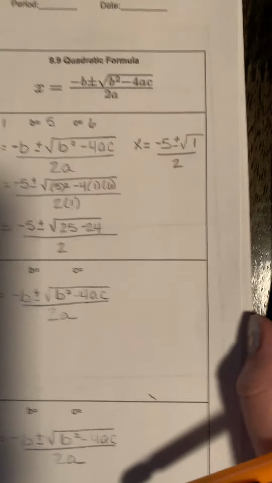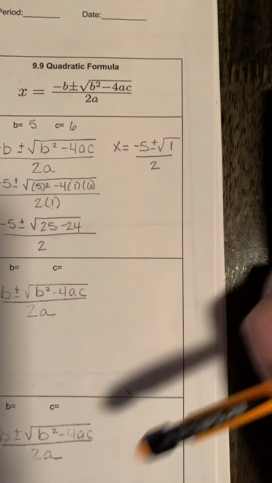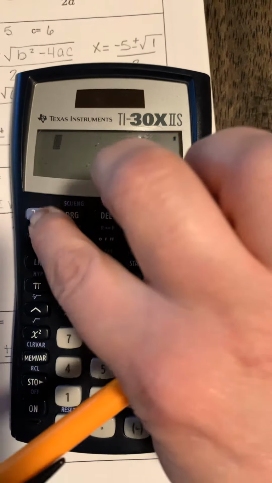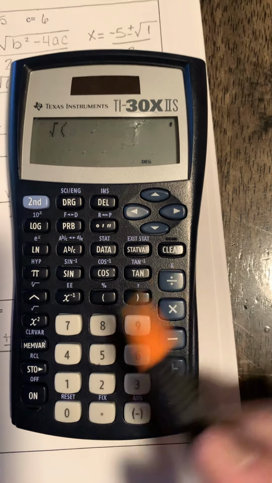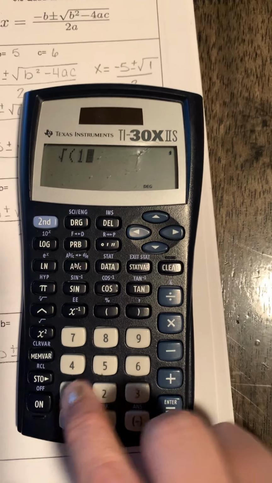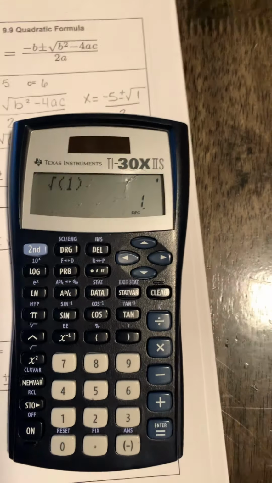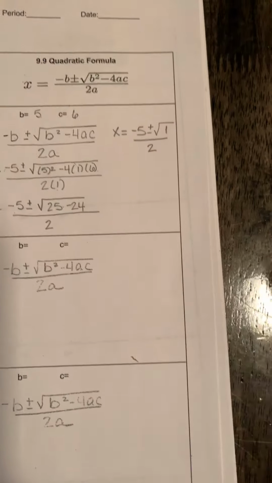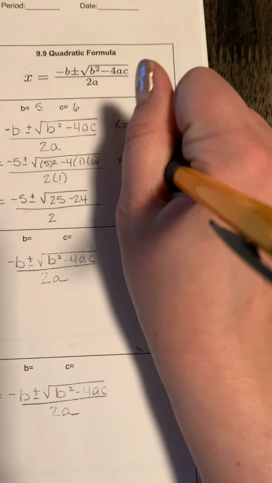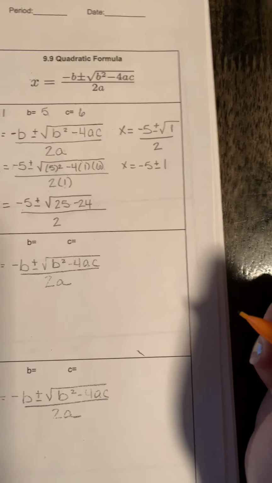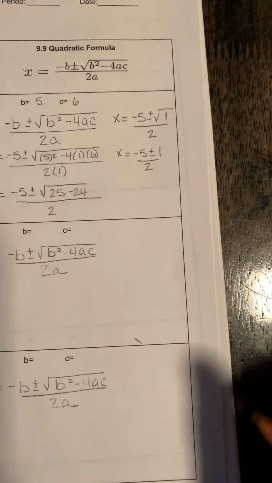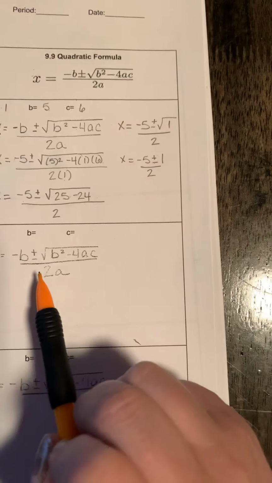Okay, now we need to simplify square root of 1. So the way we can put that in our calculator is the second button and the x squared button, because notice above the x squared is that square root symbol. 1, close it up, equals 1. So x equals negative 5 plus or minus 1, the square root symbol is now gone because you solved for it, divided by 2. Now, this is where this plus and minus comes into play.